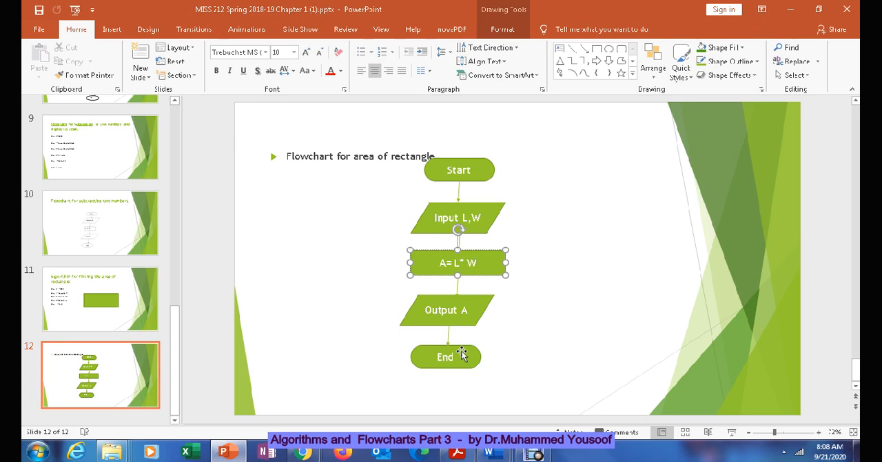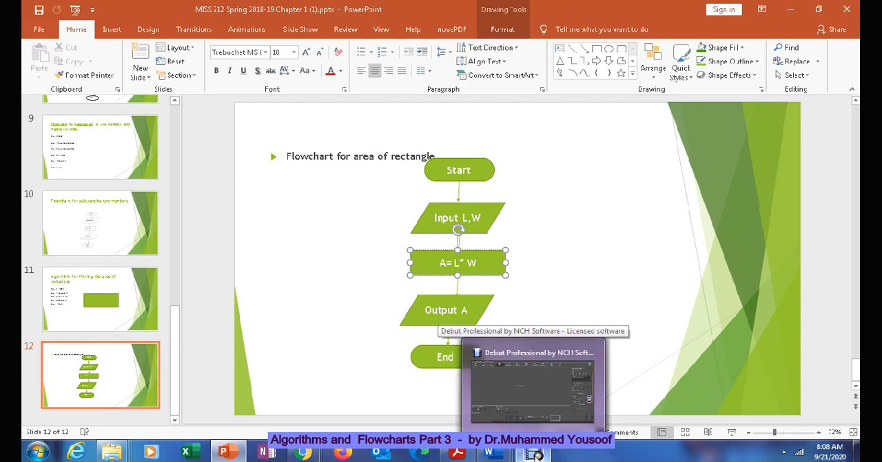I hope that it is clear for you all. So now we are going to do some more questions based on this type of practice of algorithm and flowchart. I will also give you some more video lessons where I will explain some more algorithms and flowcharts for your easy understanding.